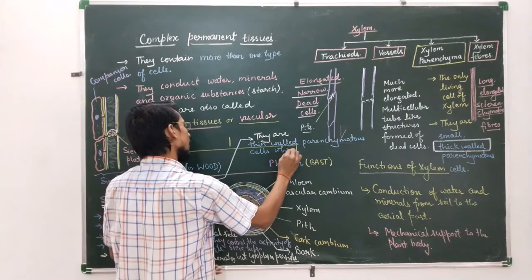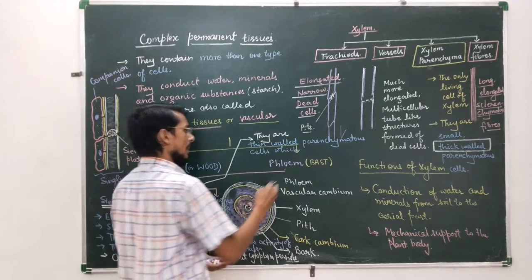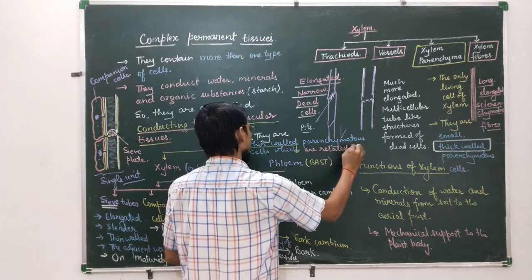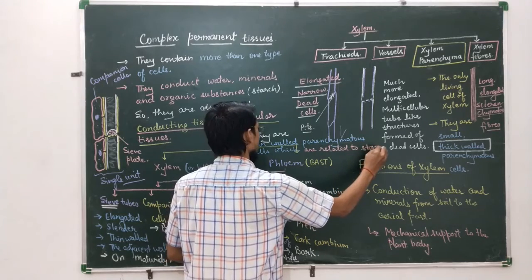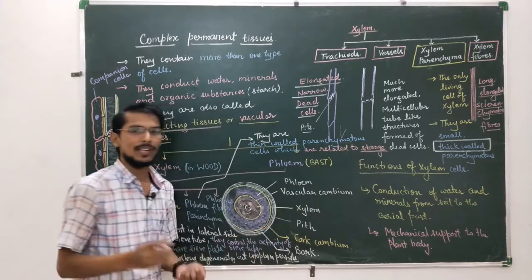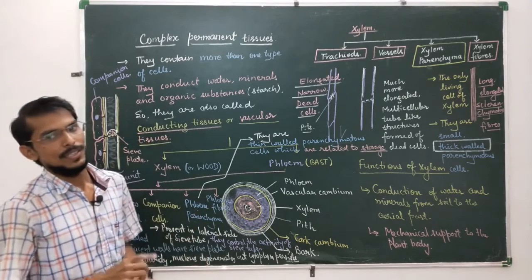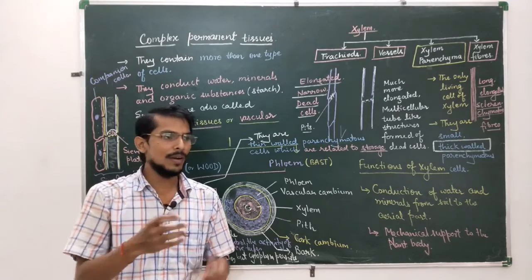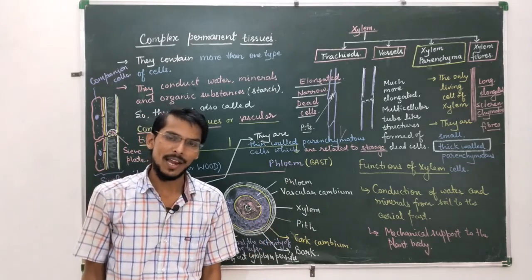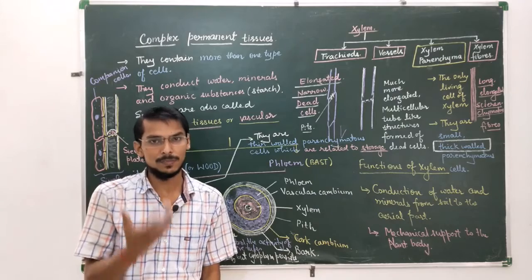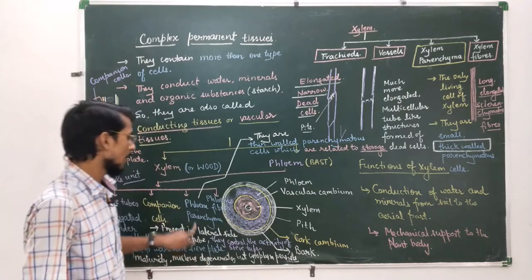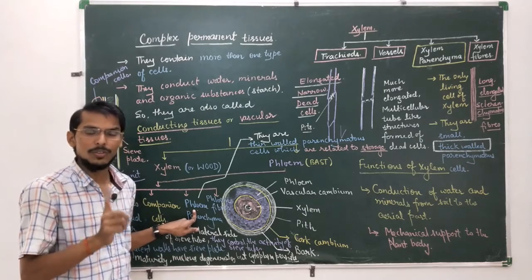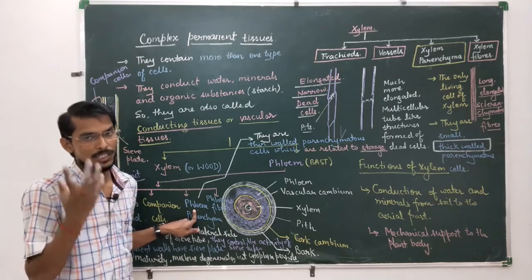which are related to storage. Actually they store prepared food, or we can say starch. Once the starch is manufactured in the green leaves, some of it is distributed to the plant body, and the extra starch is stored in phloem parenchyma. So one function of phloem is also the storage of starch.